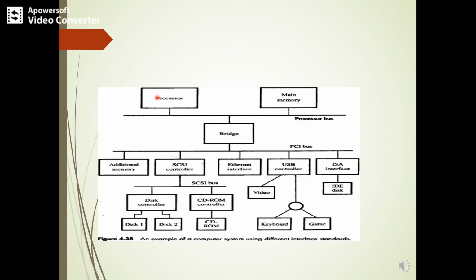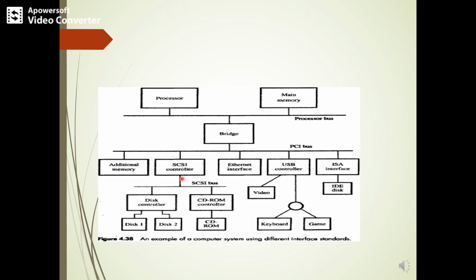So we are having the processor block, main memory block, which is connected to the processor bus, and we are having one more bus called the PCI bus. PCI bus and processor bus are connected through a bridge, and to the PCI bus we are having some blocks like additional memory, SCSI controller, Ethernet interface, USB controller, and ISA interface connected.